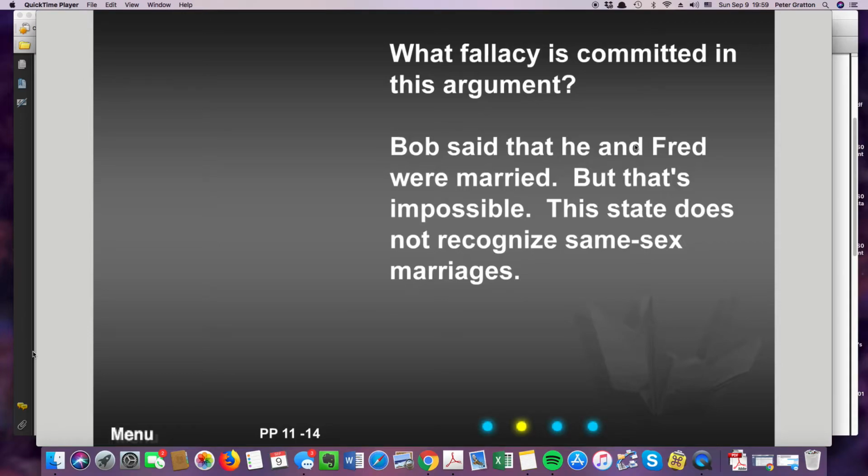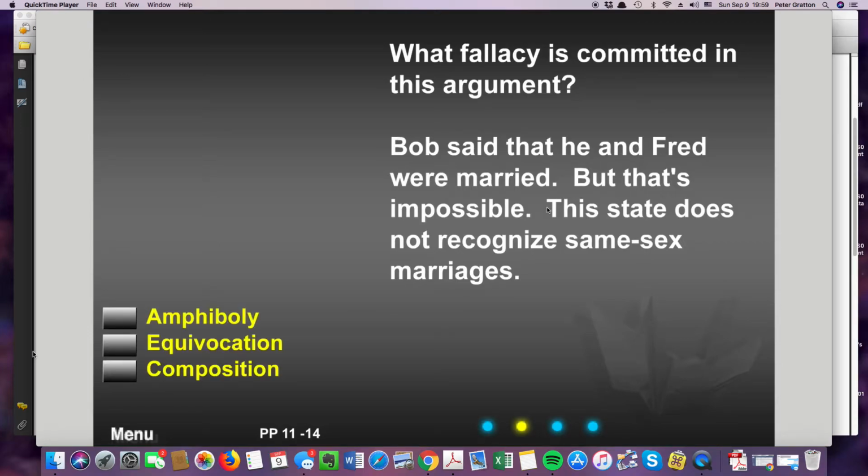Bob said that he and Fred were married, but that's impossible. The state does not recognize same-sex marriages, okay? What's going on here, okay? Bob said that he and Fred were married. Well, now in the U.S., by the way, same-sex marriages are in every state, but let's leave that aside. Bob said that he and Fred were married. What we're getting here is somebody else making a conclusion based upon an ambiguity in language. And that leads us to amphiboly, right?